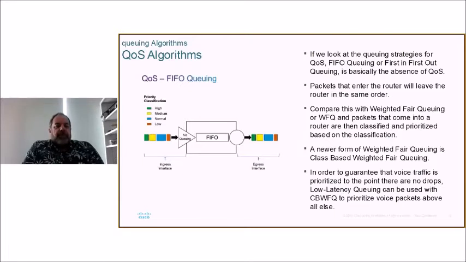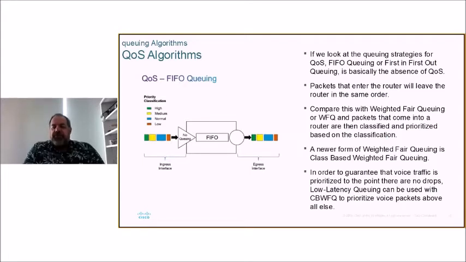All right, so there are some different algorithms for QoS, and the simplest one is FIFO, or first in, first out. So it's not really queuing, or it's not really QoS, that's for sure. Packets that enter the router will leave the router in the same order. Comparing this with weighted fair queuing, or WFQ, packets that come into the router are then classified and prioritised based on their classification.